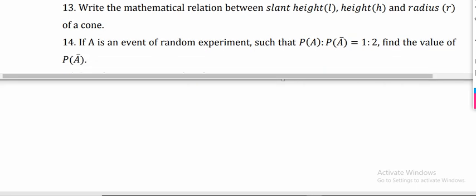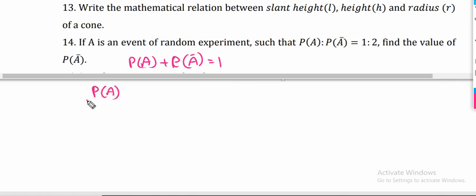14th one: if A is an event of a random experiment such that P of A is to P of A naught is equal to 1 is to 2, find the value of P of A naught. So you know the relation between P of A and P of A naught: P of A plus P of A naught is always equal to 1. So by applying this one, we have to find the values.